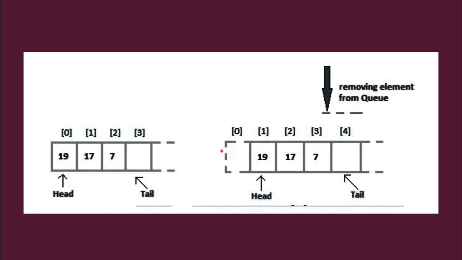Now once you remove, we know that removal takes place at the front or the head position. So when you apply the remove operation, this first element, which is 19, is the only one that can be removed. After removing, the head pointer will move to the next position. Now head becomes head plus 1 after removing the value.